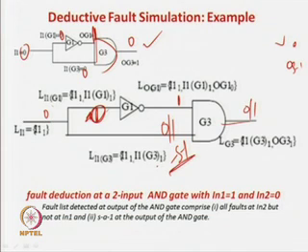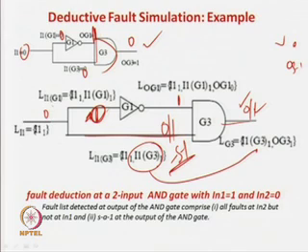So, for this stuck at 1 fault at this net, what happens? Normal case it is 0, fault case it is 1. So, the fault is detected at this net. That means this is also propagated at this list. Now, why is it possible? Because this stuck at 1 fault at this net has no effect in this line. So, it propagates to the output and it can be detectable.